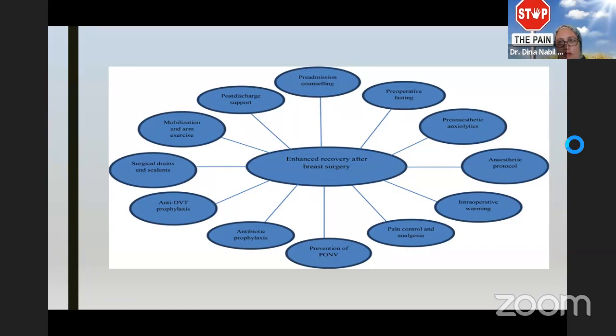The ERAS concept now, or enhanced recovery after breast surgery. There are many approaches recommended for rapid discharge of patients from the hospital: preoperative fasting, preoperative anxiolysis, ERAS recommended anesthetic protocol for breast surgery, intraoperative warming, pain control and analgesia, prevention of postoperative nausea and vomiting, antibiotic prophylaxis, anti-DVT prophylaxis, early removal of surgical drains, mobilization, and postoperative discharge support.